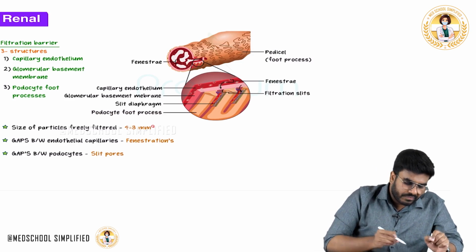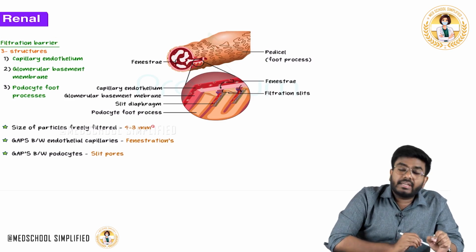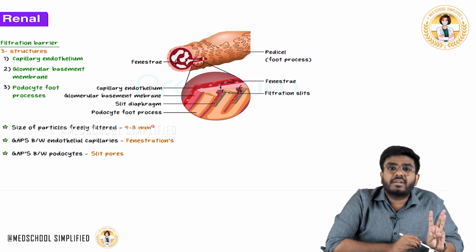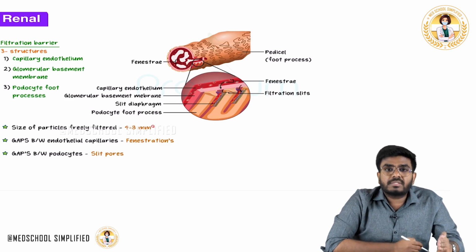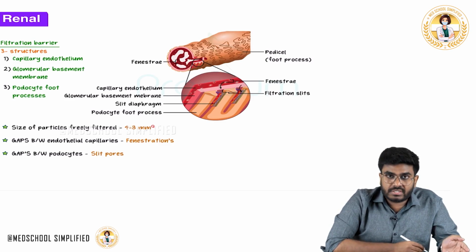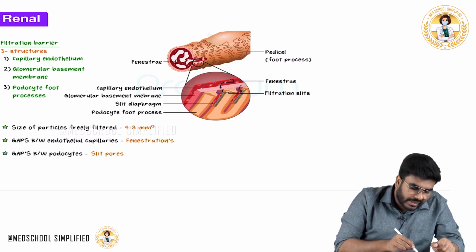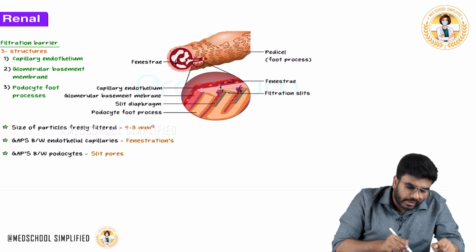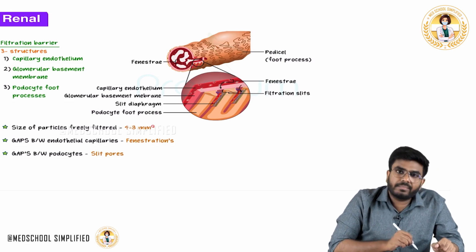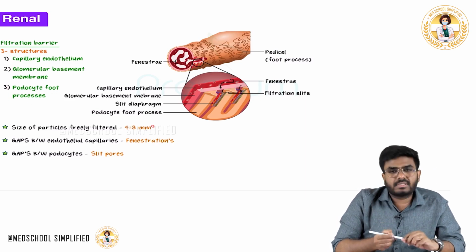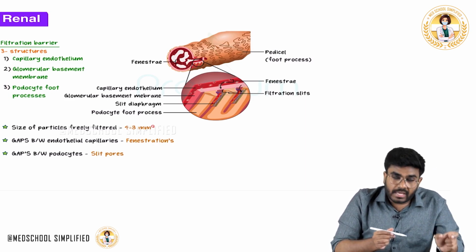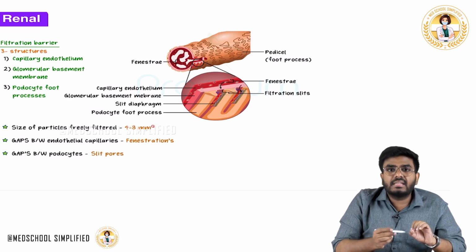Now tell me, the filtration barrier is made up of how many structures? The filtration barrier is made up of 3 structures. The plasma has to cross these 3 structures in order to enter into the Bowman's capsule. What are they? Capillary endothelium, glomerular basement membrane, and podocytic foot processes. Any substance has to cross these 3 layers.